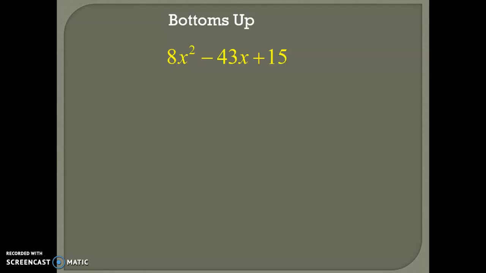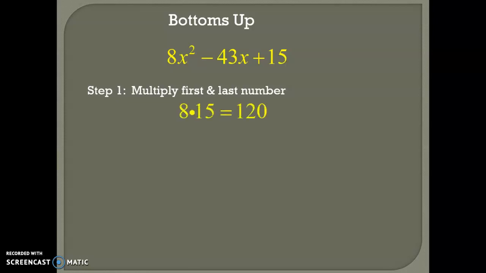So we have the same expression we had at the beginning of this presentation, the video. All right, so step 1 again is going to be the same. Okay, you're going to multiply the first and the last number. So the same step that we had for factor by grouping. So we get 8 times 15 is equal to 120 again. All right, step 2 is also the same. Factor to get the middle number.